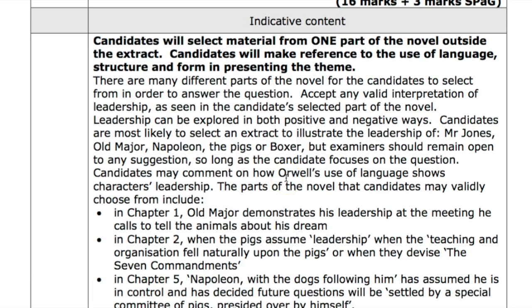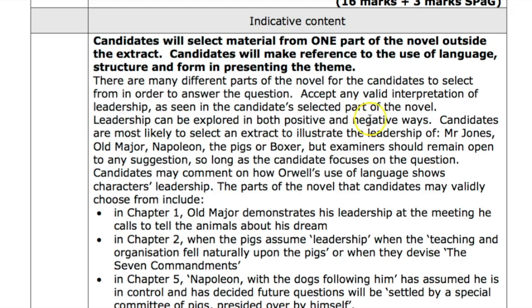And obviously this is the most loose one because there are so many different possibilities for it. But let's have a look, and I'll just read through this for you. There are many different parts of the novel for the candidates to select from in order to answer the question. Accept any valid interpretation of leadership as seen in the candidate's selected part of the novel. So this is the key word here, leadership. This is really, really what you want to be thinking about when you're answering this question.